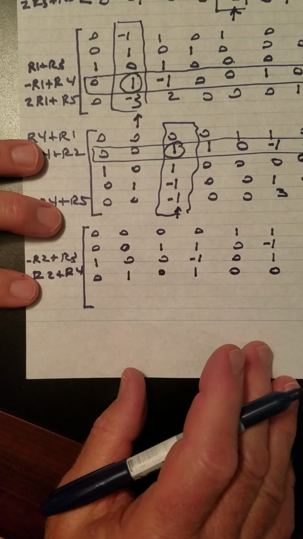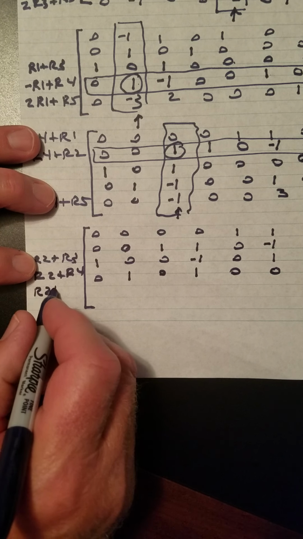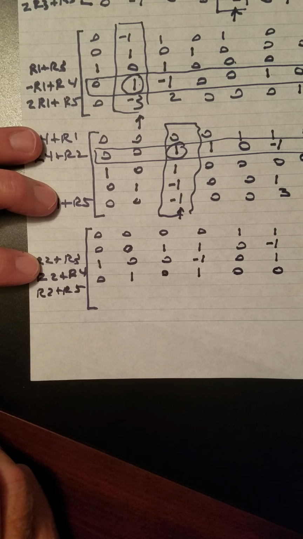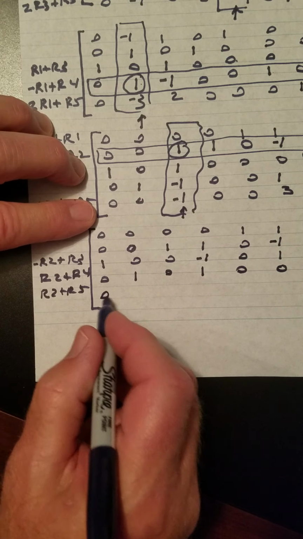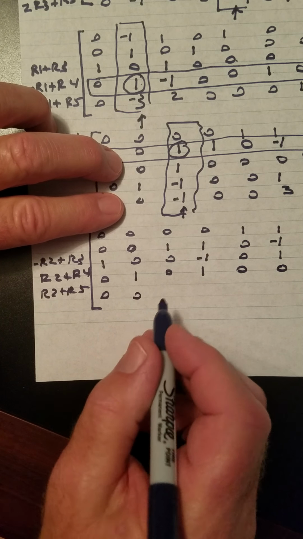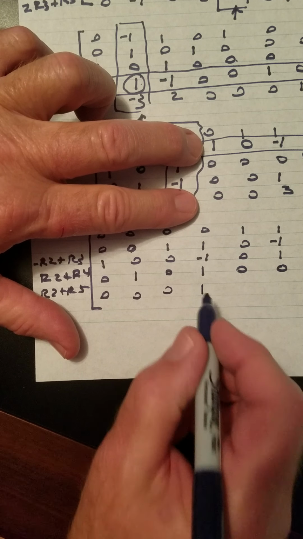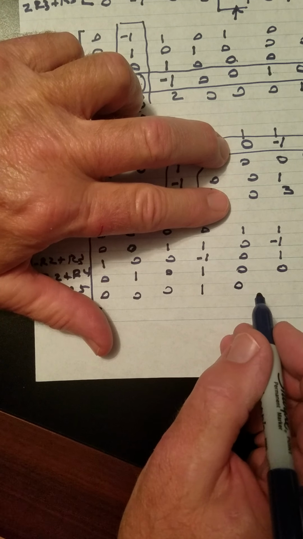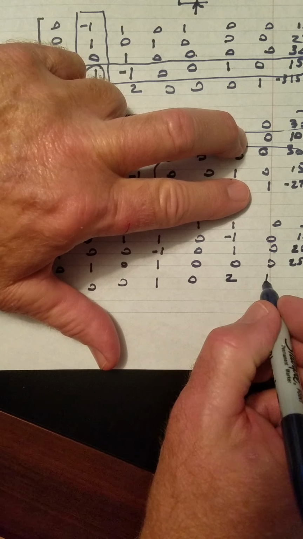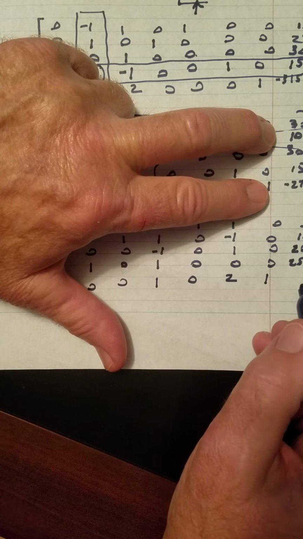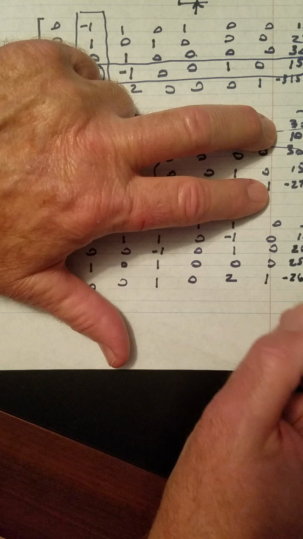Now the bottom row. To get a 0 here, I'm going to take row 2 plus row 5. 0 plus 0 is 0. 0 plus 0 is 0. 1 plus negative 1 is 0. 1 plus 0 is 1. 0 plus 0 is 0. Negative 1 plus 3 is 2. 0 plus 1 is 1. And 10 and negative 270 is negative 260.